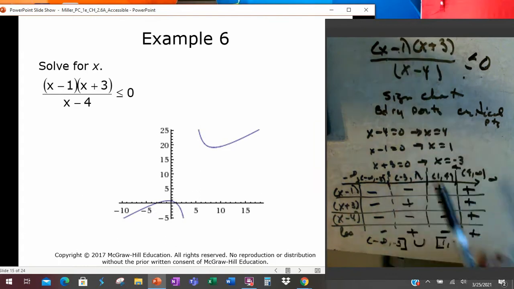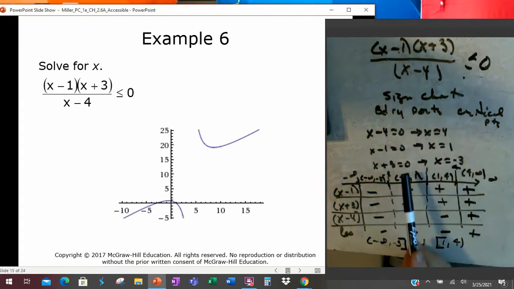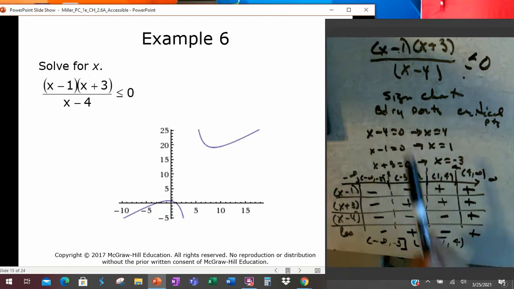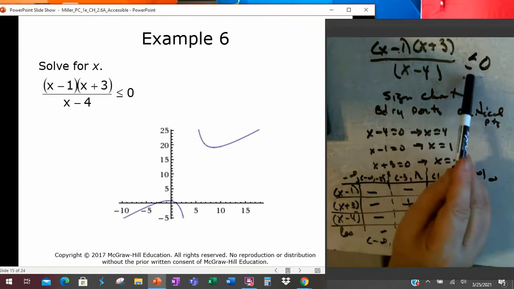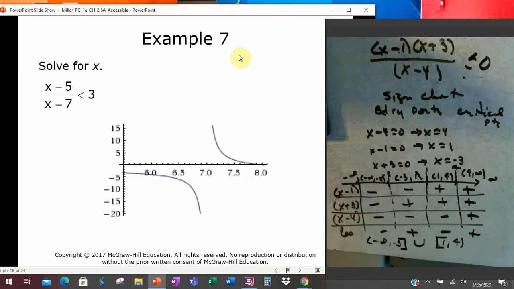x equal to 1, x equal to -3. Where is it strictly positive? Over this interval, because here's the results positive, and this interval. When I include the zeros, I never include the vertical asymptote, so that's always got to be open, but I can include the zeros if I've got the equal to 0 as well. Okay. So we'll do a few more.